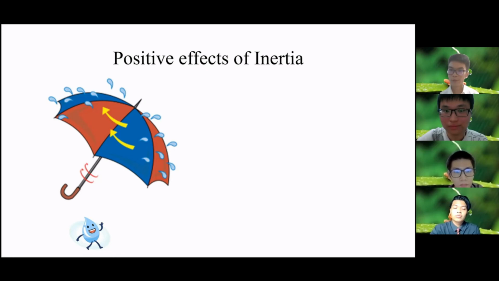Plus, can you try to imagine what will happen to the water droplets on the umbrella when we do the spinning? Yes, they will fly off the umbrella. The reason is that the water droplets will continue to move even when the umbrella has stopped spinning, due to inertia. So if you can't imagine, I will give you another example.